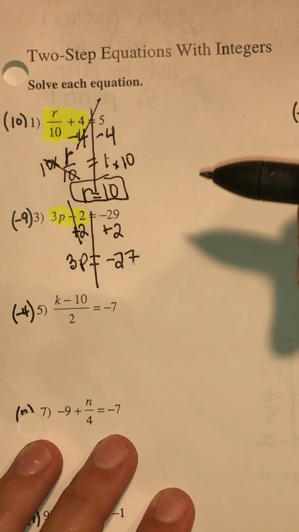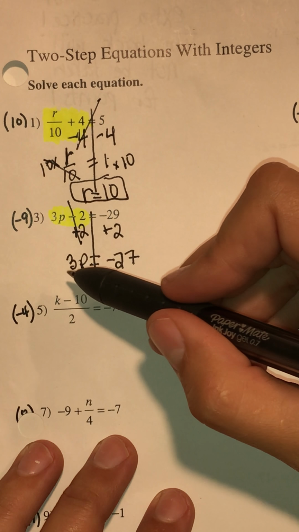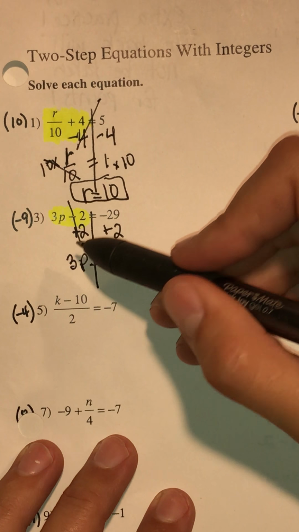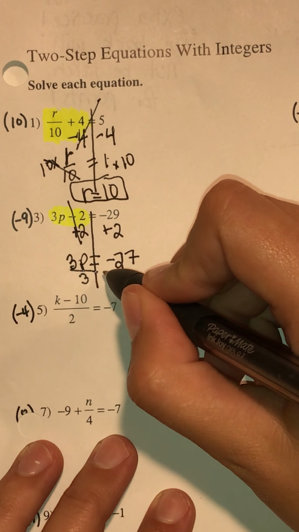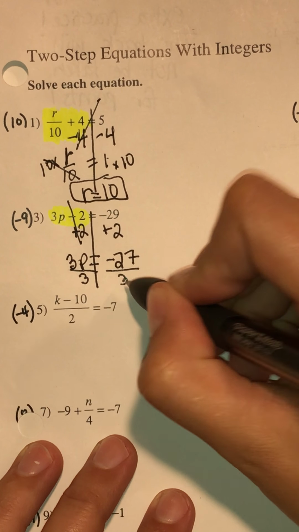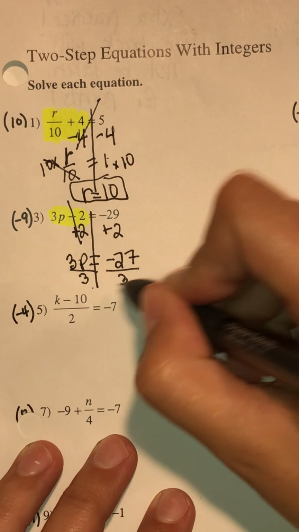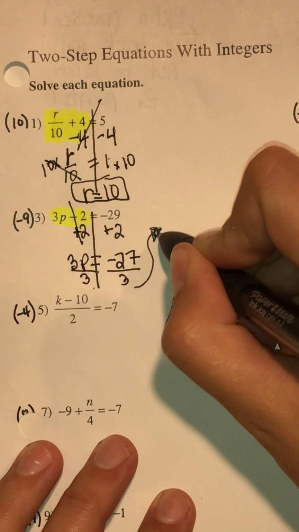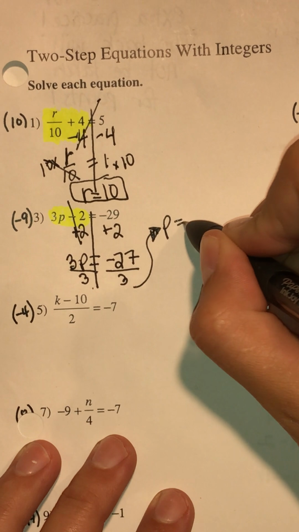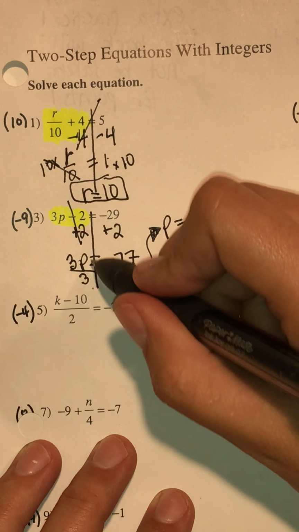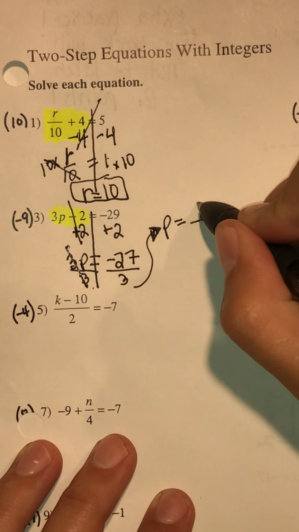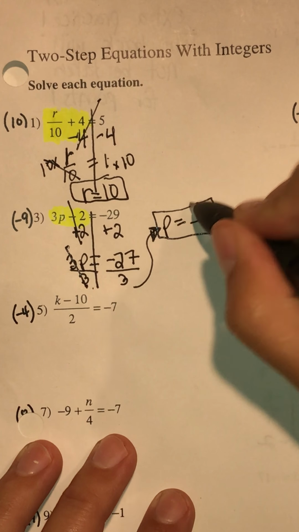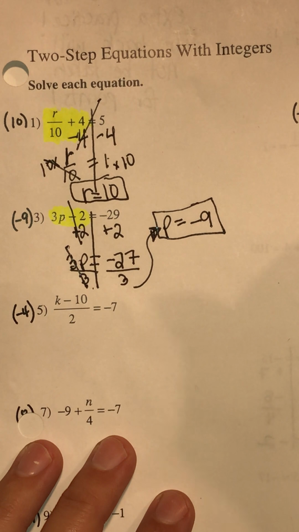Now, my goal is to get rid of the number with the letter, which is 3. So this is currently multiplication. The opposite of multiplying by 3 is dividing both sides by 3. And I'm going to go up here so I don't run out of space, I get p is equal to -27 divided by 3, because those cancel, which is -9. Make sure that you box or circle your answer.